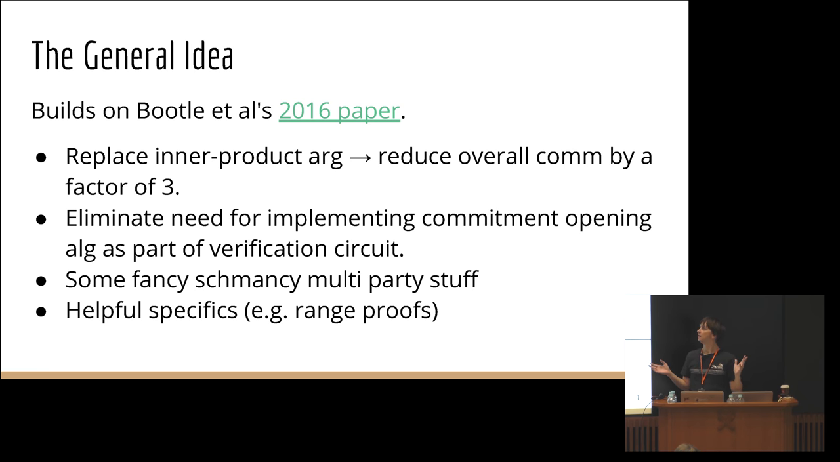The general idea is you replace something called the inner product argument to reduce the communication by about a factor of 3. And you're like, okay, what does that mean? Well, we'll get to that. But basically what it means is that we're cutting something into 1/3, and that is the optimization. We're making it 1/3 of its original size. So the Bootle guys had 3,000 bytes, and then the bulletproof will be 1,000 bytes. That's all you need to know about that.